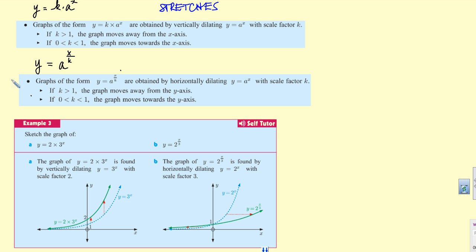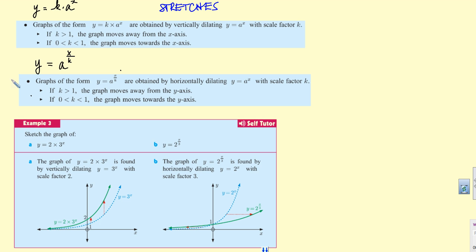Now, if we were looking at a horizontal stretch, remember that it affects the x values. So what the graph looks like is a to the power of x over k. We are taking the y equals a to the power of x graph, and we're going to dilate by x with a scale factor of k.